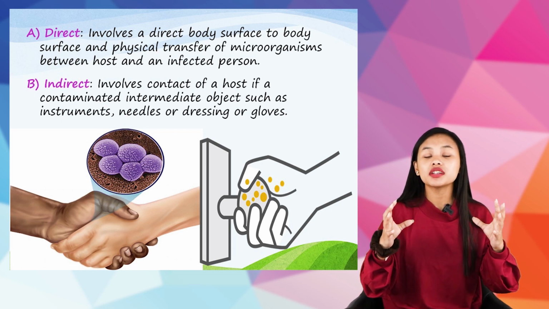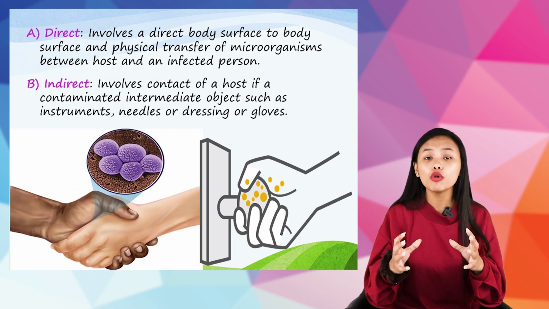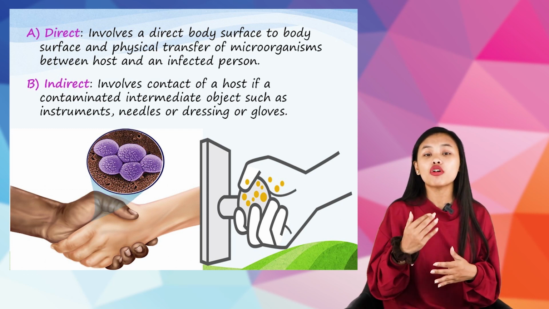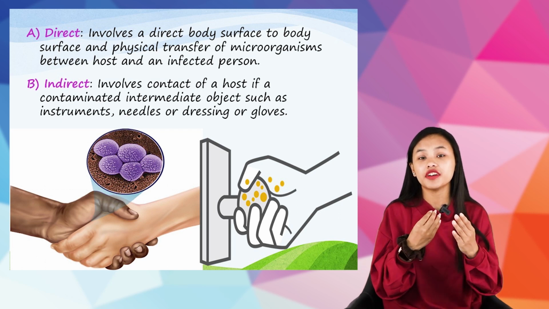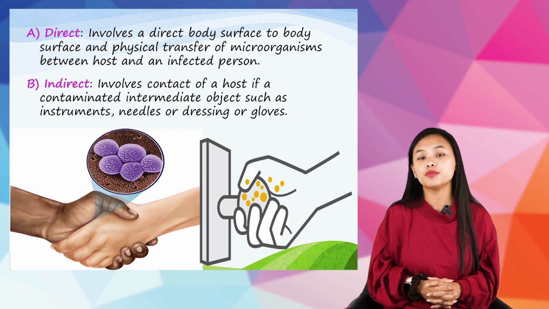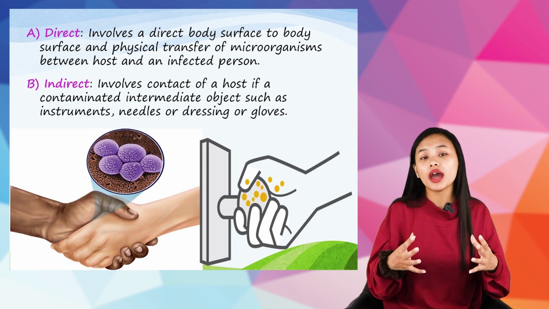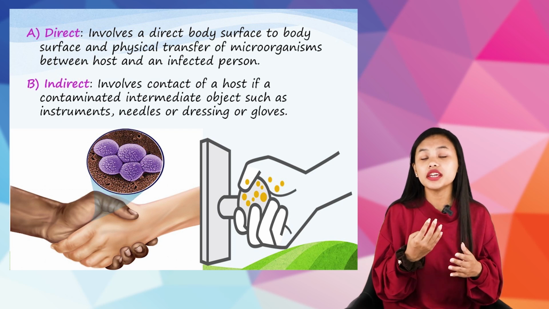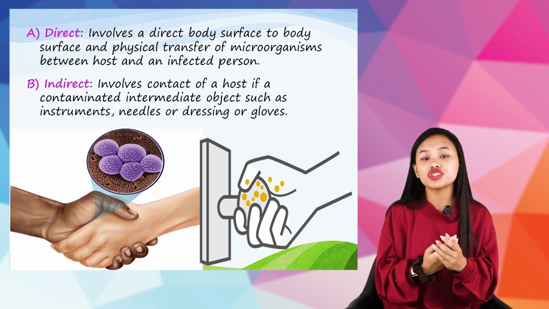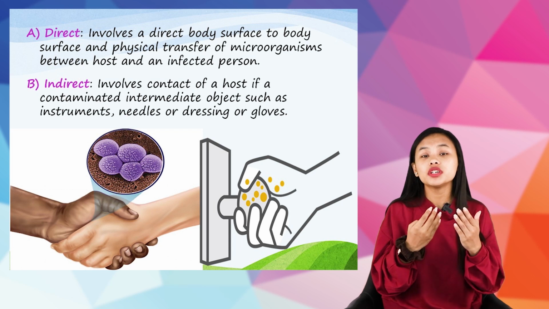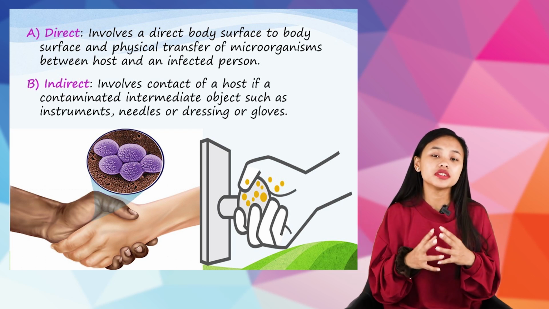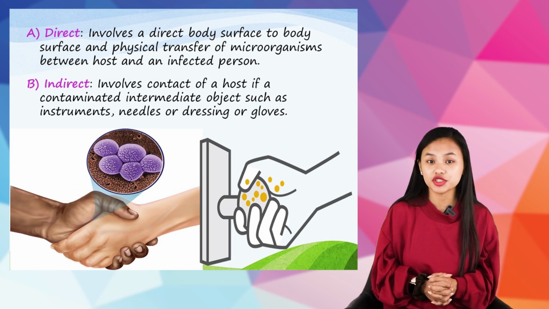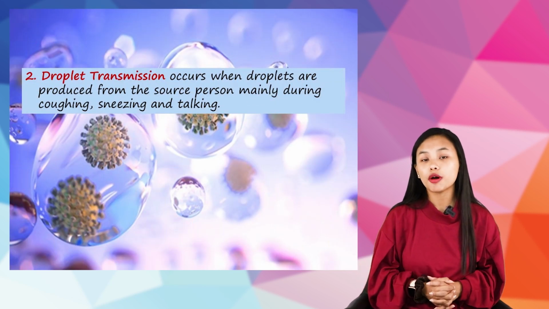So that is why contact transmission is the most frequent mode of transmission. If there is direct contact between the host and the infected person, then this is known as direct transmission. Whereas if there is no direct contact, and these pathogens are transmitted between the two through various objects, articles, or instruments, then this is known as indirect transmission. And the second one is the droplet transmission.